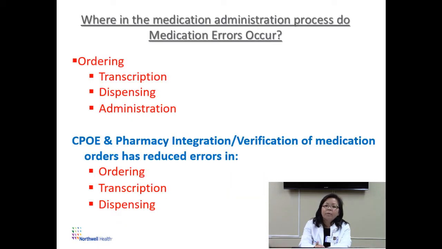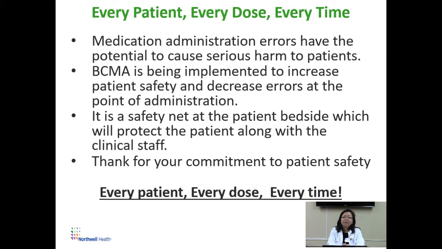Where in the medication administration process do medication errors occur? They can occur in the ordering, with the transcription, the dispensing, and the administration. So CPOE and pharmacy integration and verification of medication orders have reduced errors in ordering, transcription, and dispensing. Every patient, every dose, every time. Medication administration errors have the potential to cause serious harm to patients.